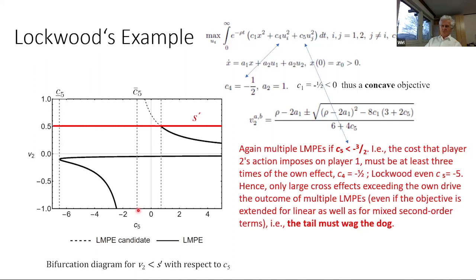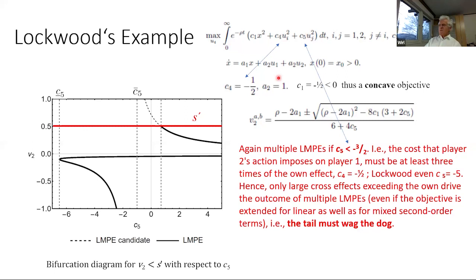But note now, the crucial threshold in this example is that C5 must be less than minus 3/2. Okay? So what does this mean? You know, the own action of the player i enters here with the weight 1/2. So in order to get multiple equilibria in the Lockwood example, you need at least that C5, the impact of the competitor, is minus 3/2. So it means at least 3 times larger than the own effect.